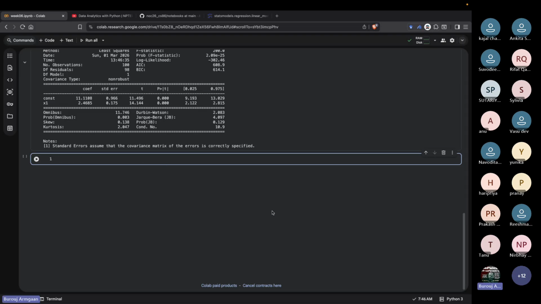So before we plot this, does anyone have any questions with this part? You can maybe unmute if anyone has a question, any doubt. All right.